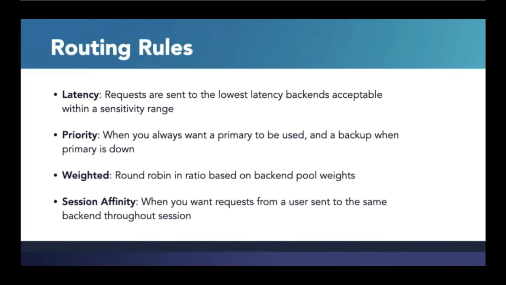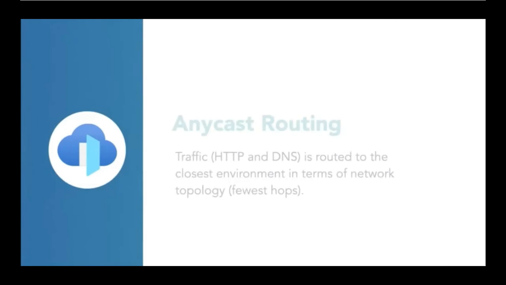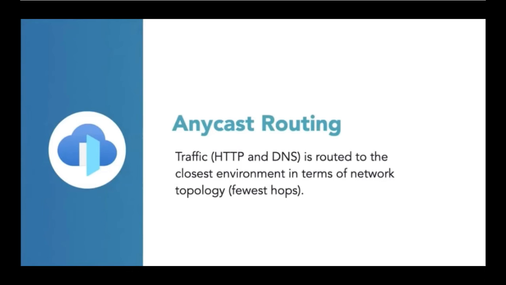For the exam, know that a latency setting of 0 causes Front Door to always route to the lowest latency backend, and Front Door uses Anycast routing, which means that traffic, both HTTP and DNS, is routed to the closest environment in terms of network topology, the fewest hops. So in other words, topographically closest rather than the geographically closest.